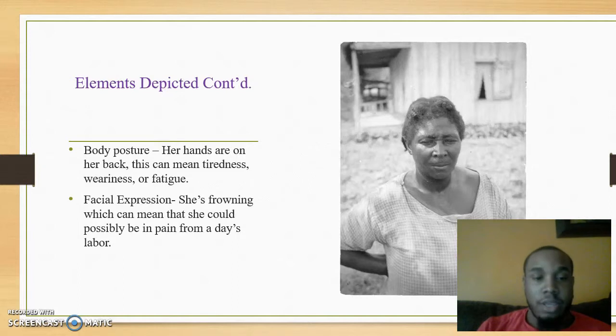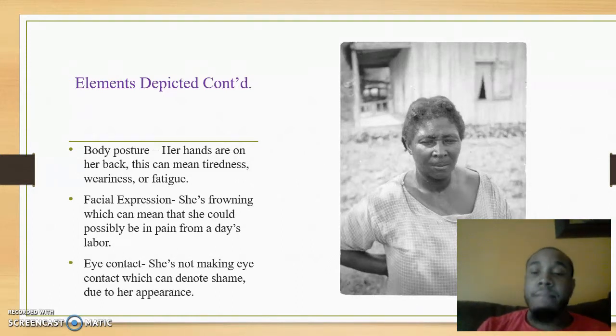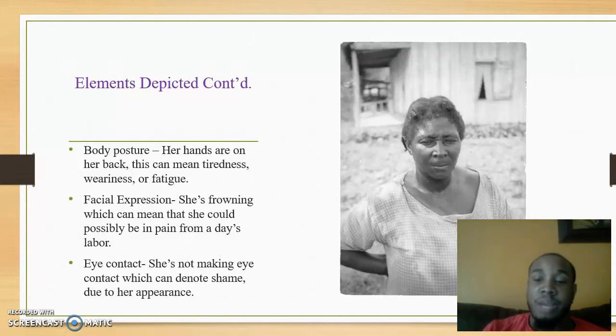She's frowning. So that could possibly mean that she's been in pain, as I stated before, from a day's labor. She's not making eye contact with the camera. Notice she's looking away, and it looks as though she's looking at something, but she's not looking right into the camera. She could be ashamed of the way she looks. Her clothes are kind of worn and her hair is not the best in this particular picture. So she could be ashamed of her appearance, which is why she's probably looking away.